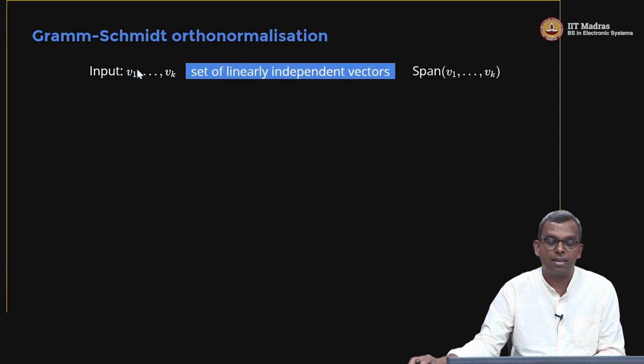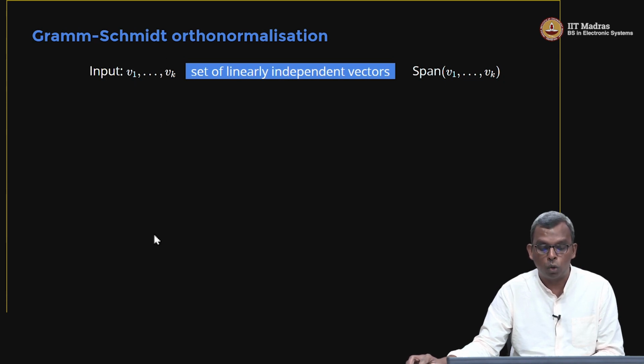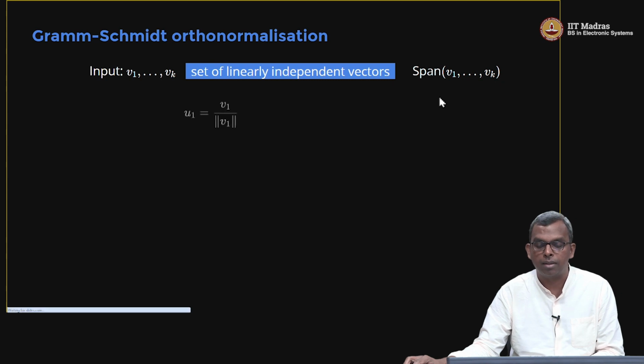Turns out the answer is yes, and that answer is Gram-Schmidt orthonormalization. You can start from an input set of vectors and go towards an orthonormal set of vectors with the same span. Okay. So, that is very useful. Let us see how that is done.